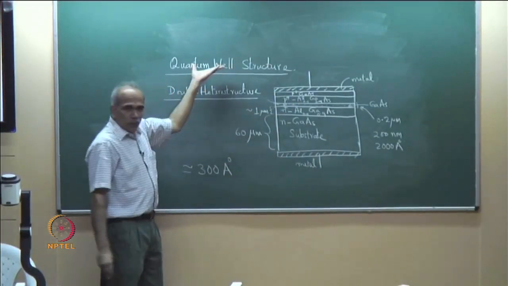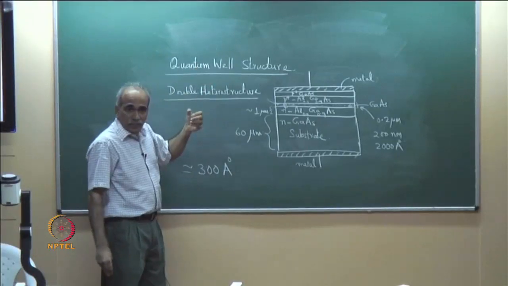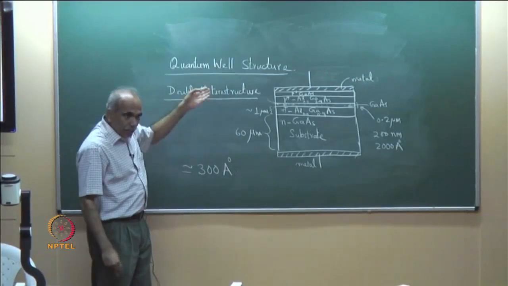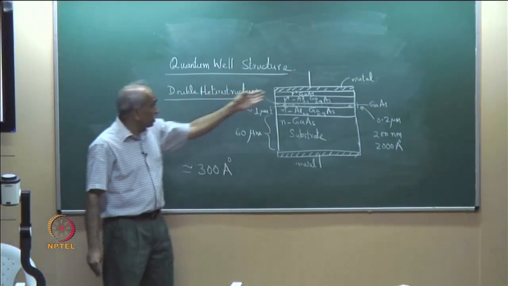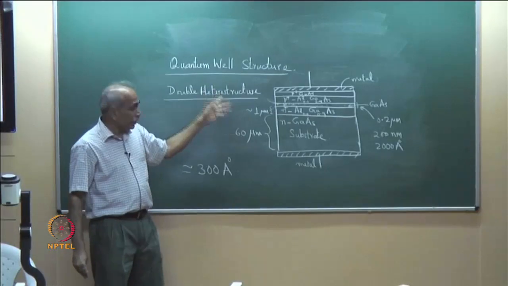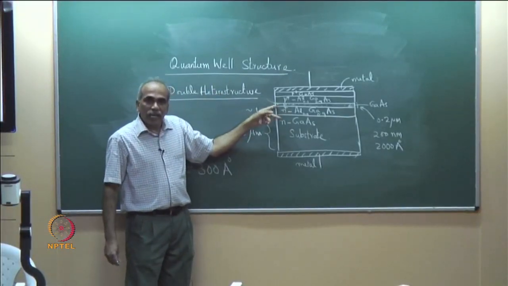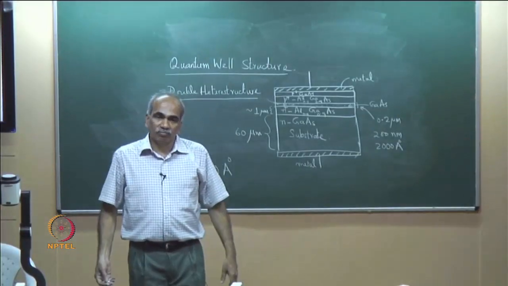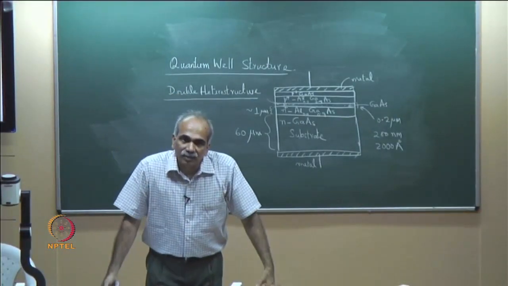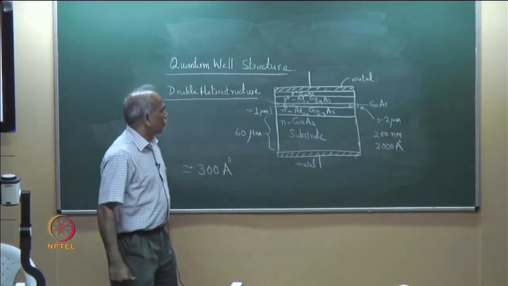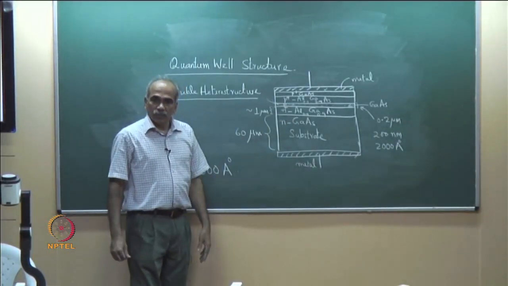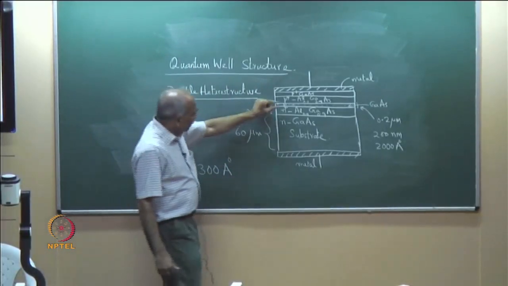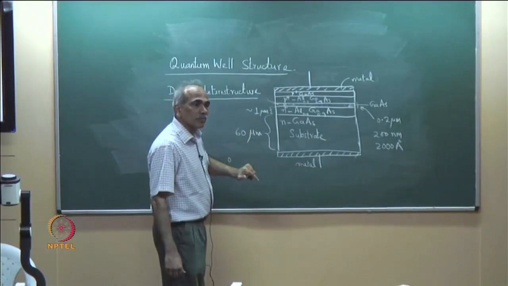So, what is a quantum well structure? You can define it in different ways. Quantum well structure is a semiconductor double hetero structure where the thickness of the active layer is of the order of 100 angstrom, where the thickness is less than the de Broglie wavelength of electrons in the medium. So, quantum well structure is basically a double hetero structure, but the thickness has been reduced.